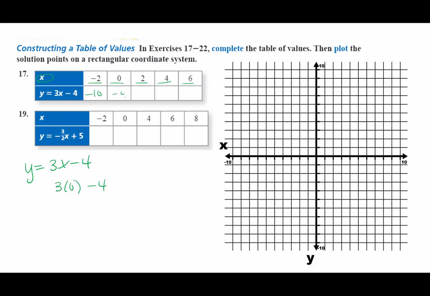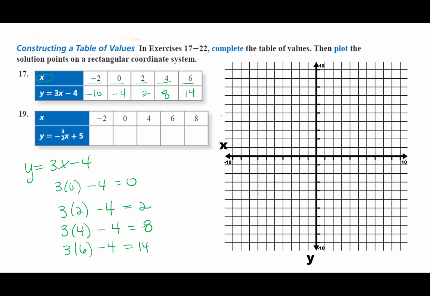And so next you would say if x was 0, this would be 3 times 0 minus 4, which is -4. Next, if x is 2, 3 times 2 minus 4, well, 3 times 2 is 6, minus 4 is a +2. And then if x is 4, that would be 3 times 4, which is 12, minus 4, which is a +8. And one more, 3 times 6, which is 18, minus 4, which is 14. And then you'll just take those 5 ordered pairs and plot them on this coordinate grid.